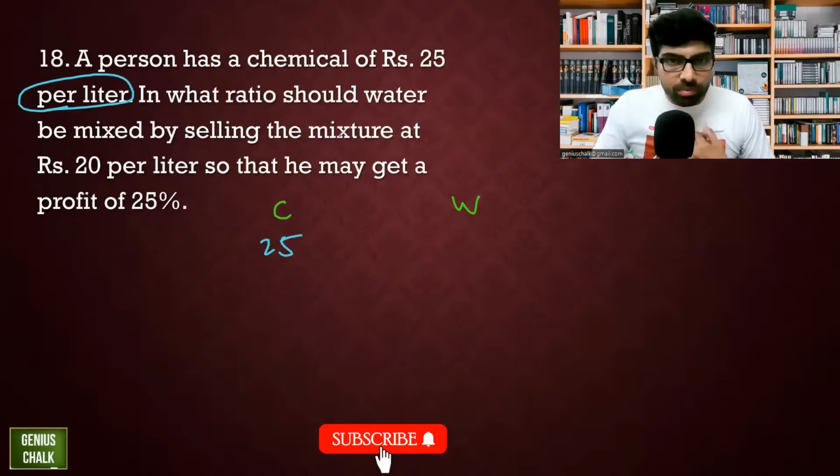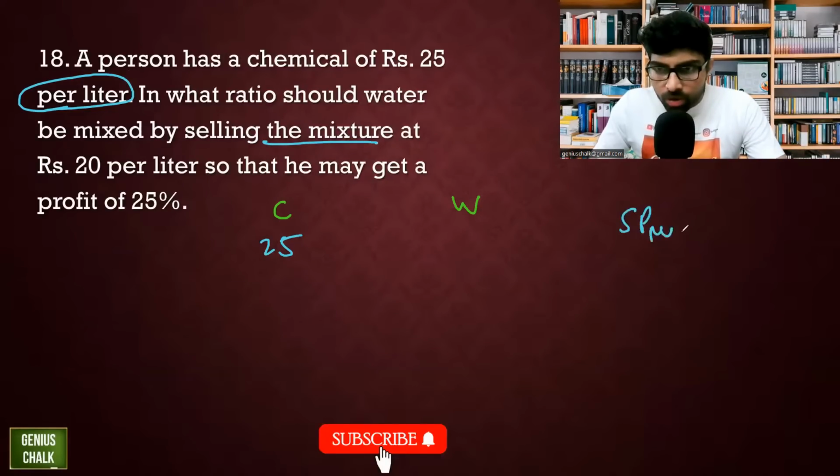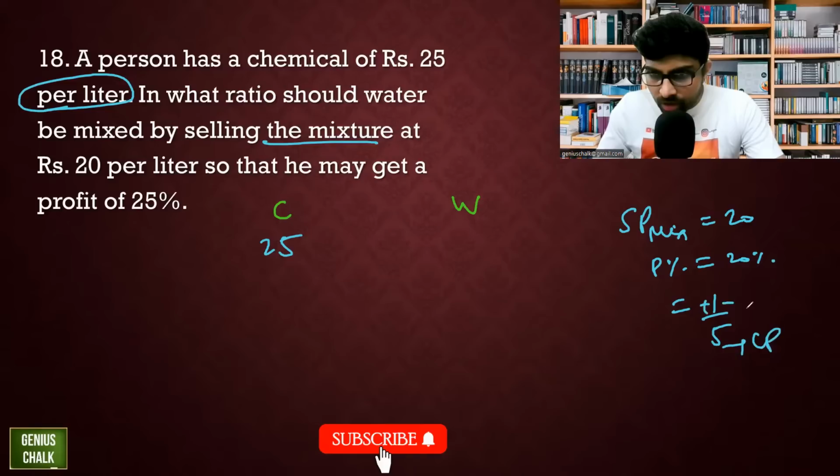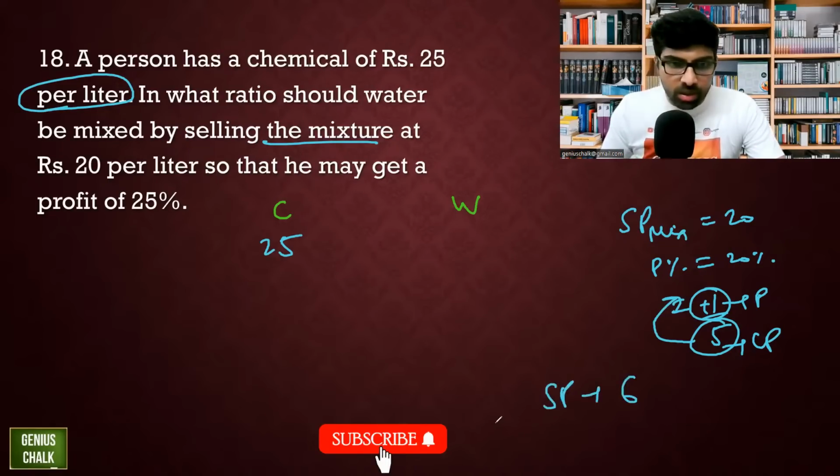Then the selling price of mixture. Now I'll take you back to the basic profit and loss concept. Selling price of mixture is 20 rupees per liter, whereas the profit percent is 20%. So what is 20%? 20% is basically 1 by 5, where this 5 is the cost price and 1 is the profit. So what has to be the selling price? We can say the selling price has to be 6.